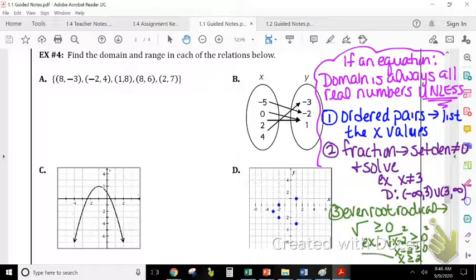Therefore, that means that my domain would start at 2, and it's equal to, and it would get bigger because x is greater than that 2, so it would go up to infinity. All right, so there's the restriction. So remember, if they give you an equation, it's all real numbers unless it fits one of those 3 restrictions. All right, so let's keep going.